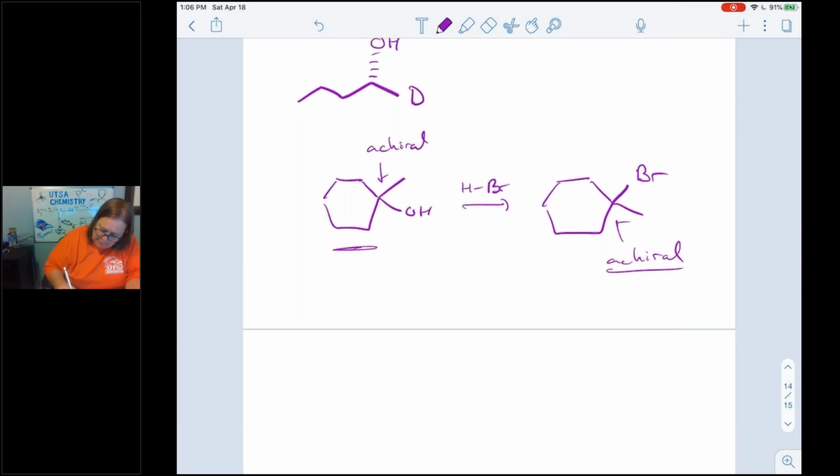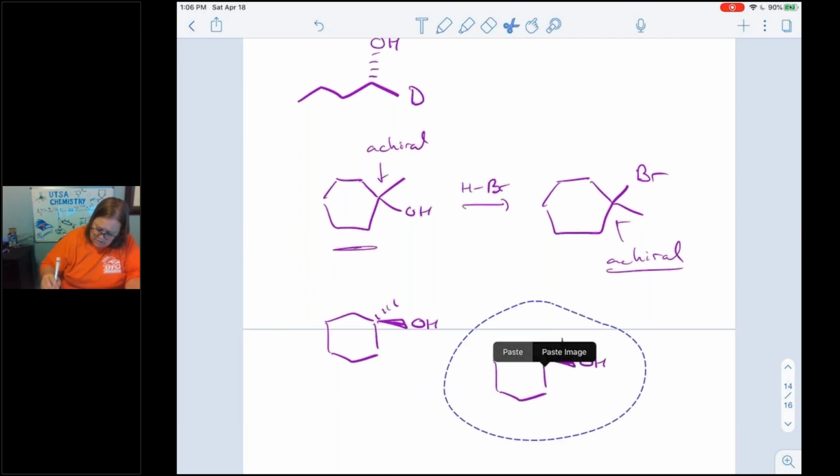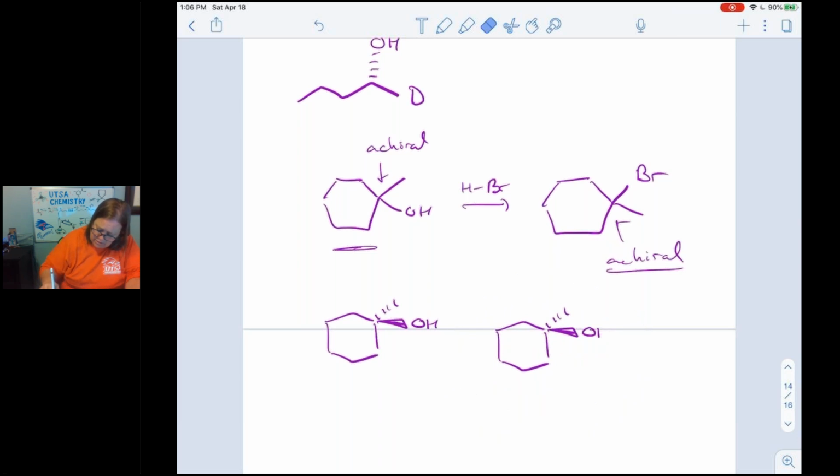So again, if I were to draw this species like this, I can't assign R or S. I could have just as easily drawn it like this, and so these are the same. Typically what we do is draw them without any stereochemistry implied, because there is no stereochemistry. Does that answer your question? Yes.